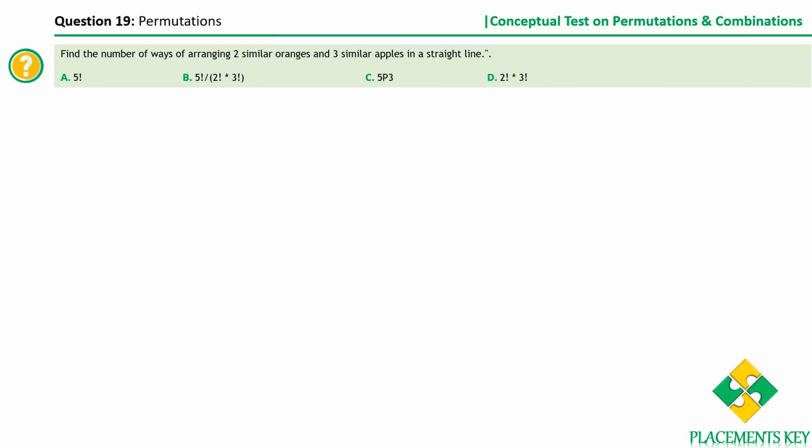Find the number of ways of arranging 2 similar oranges and 3 similar apples in a straight line. So this is very similar to the previous question. Number of ways in which we can arrange all 5 fruits. Let's assume that all 5 fruits are different. In how many ways can we arrange all 5 fruits? We can arrange in 5 factorial ways.